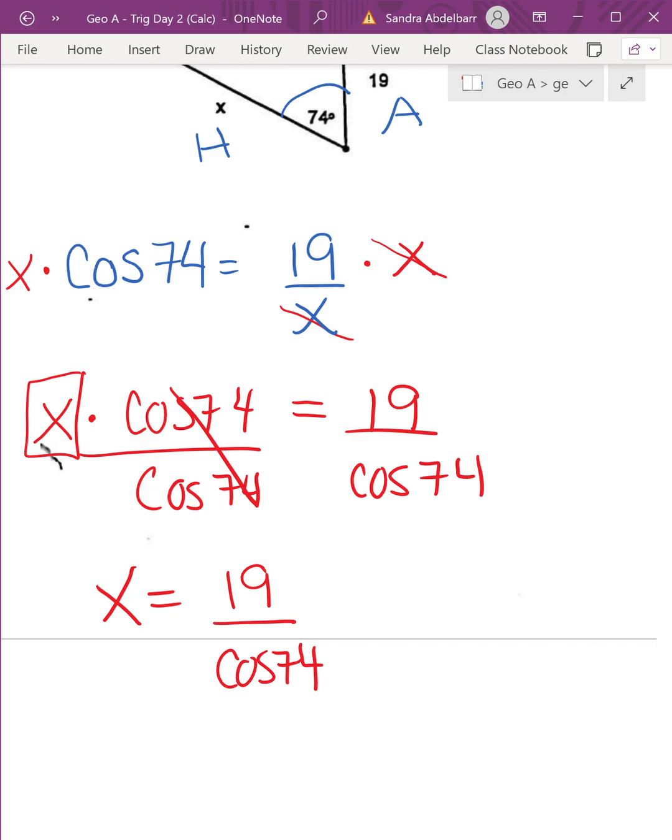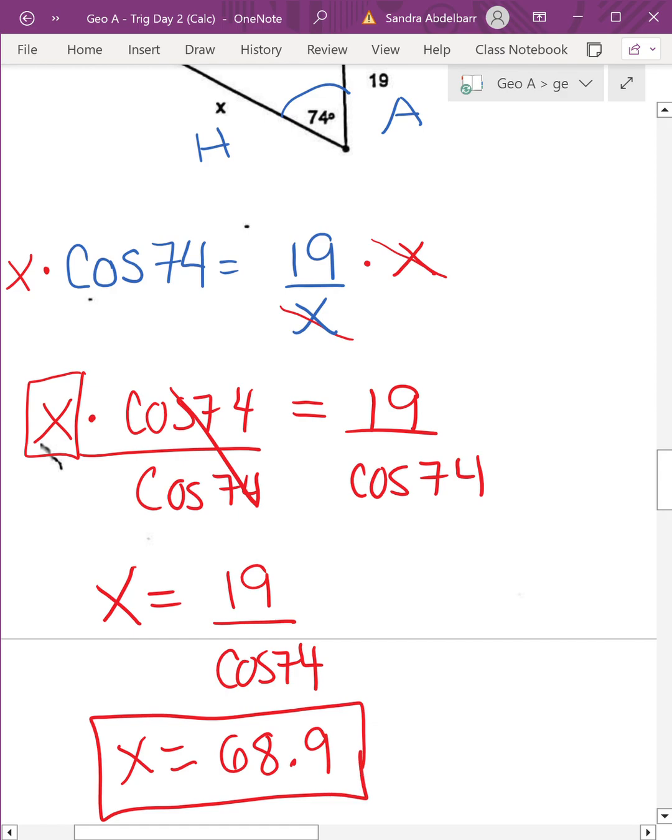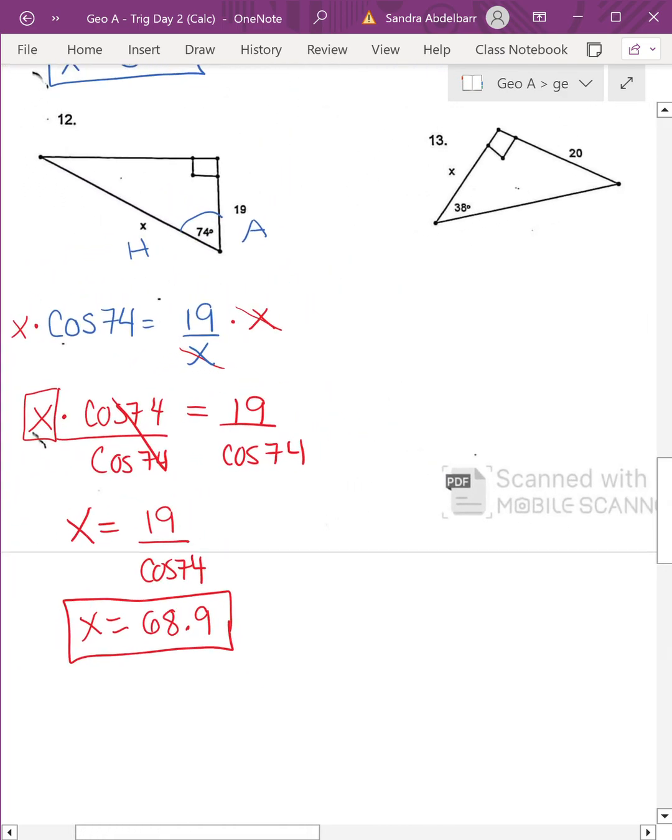Everybody ready to practice into the calculator? All right, great. So we're going to do 19, division sign. Do we see -1 anywhere? There's no -1 anywhere. So we're just going to press cos 74. You can close your parenthesis and then enter. So x will equal 68.9. All right, you all do number 13.